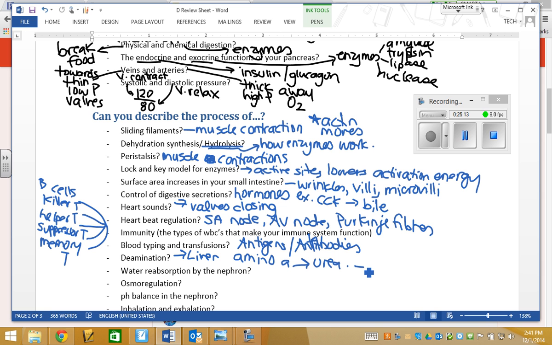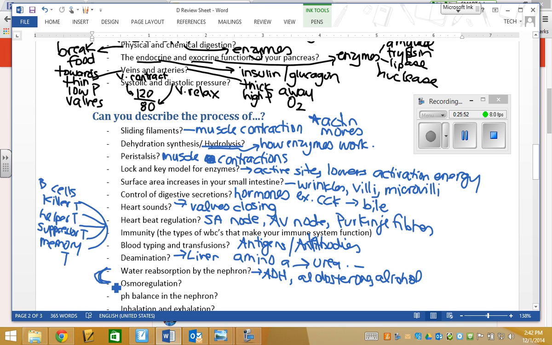Now, how is water reabsorbed by your nephron? I'm going to mention ADH, aldosterone, and alcohol, because those are always the things I talk about in the notes. ADH is a hormone. Your brain makes it. It tells your body to reabsorb more water. Aldosterone is a hormone that tells your body to reabsorb sodium, and because water will follow sodium, you reabsorb more water. And alcohol works against that. Alcohol would make you increase your volume of urine.